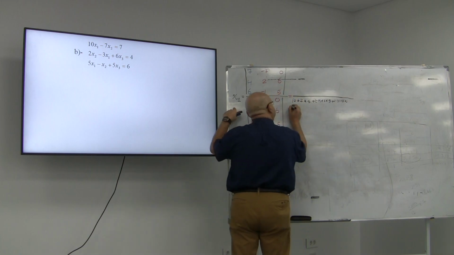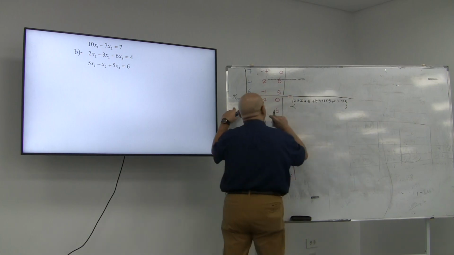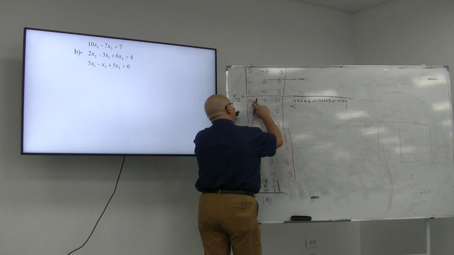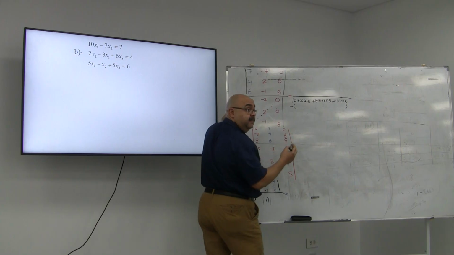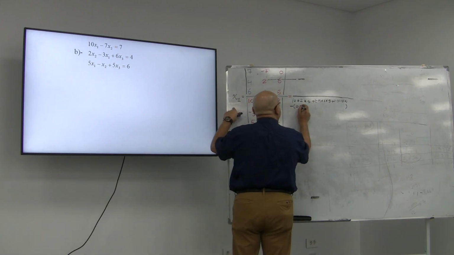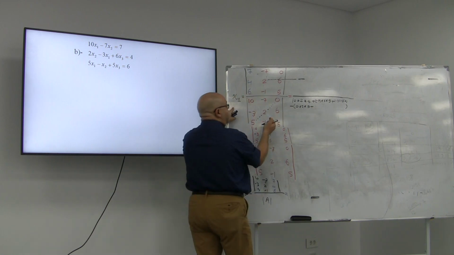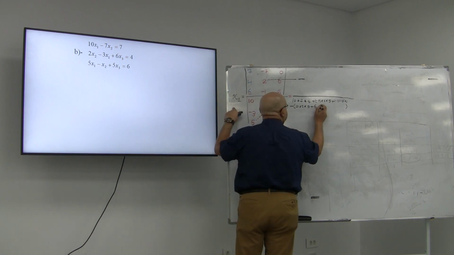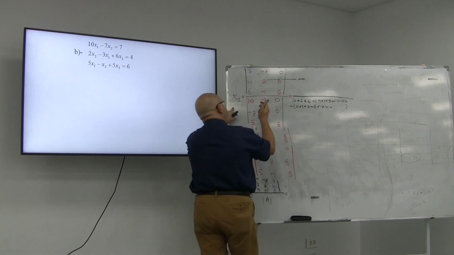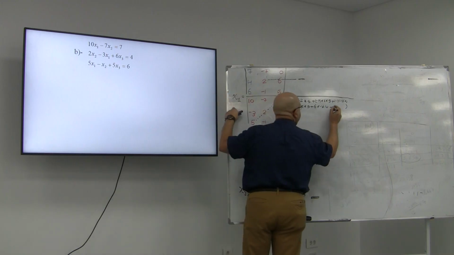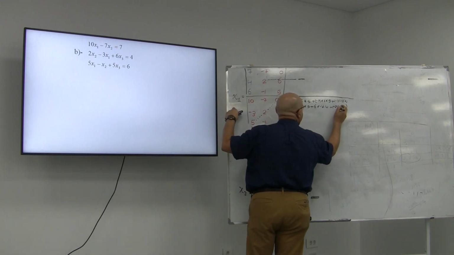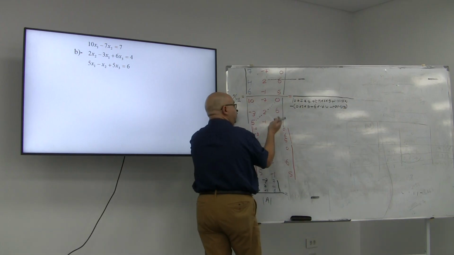In a similar manner, minus, open a bracket. I will go for the secondary diagonal, which is going to be 0 times 2 times 5. Then plus 6 times -1 times 10. Then plus -7 times -3 times 5.